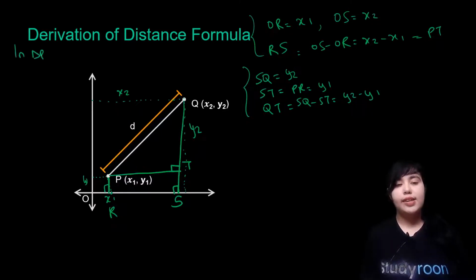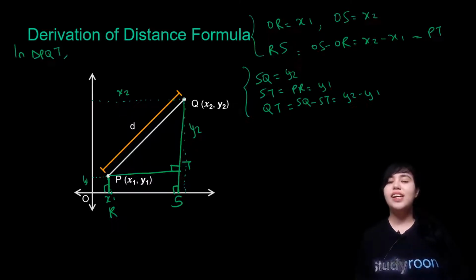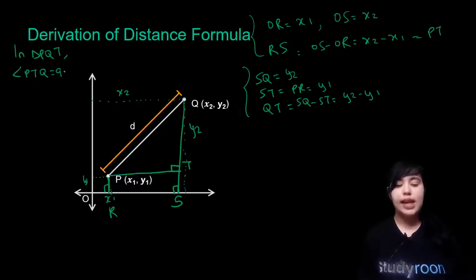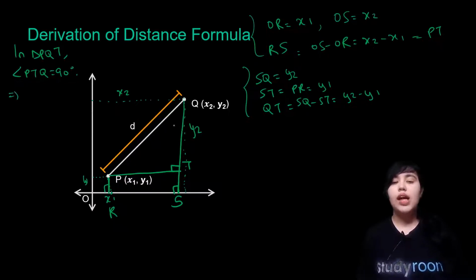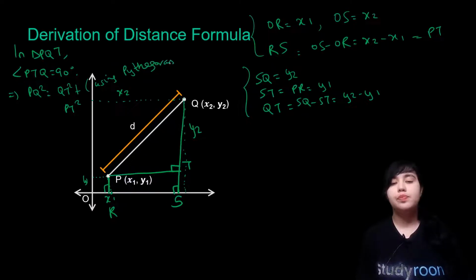So in triangle PQT, which angle is 90 degrees? This angle T, or we can call this angle PTQ, is 90 degrees. Then if it's 90 degrees, you can apply Pythagoras theorem over here. So what is the hypotenuse? PQ. So PQ square is equal to perpendicular square, which is QT square, plus the base square, which is PT square. You can give the reason over here using Pythagoras theorem.